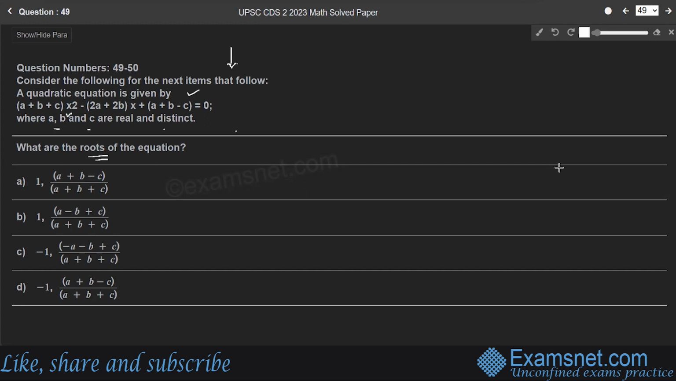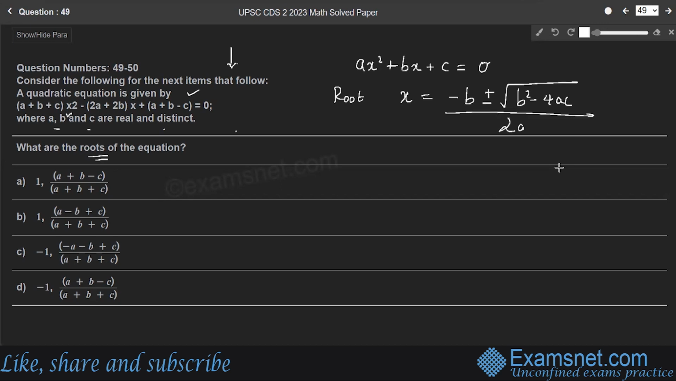So the given equation has a variable x, and it is in the form of ax square plus bx plus c is equal to 0, the general form of a quadratic equation. Then the root of the given equation, the value of x, the formula says x equals minus b plus or minus square root of b square minus 4ac, by 2a. This is the general formula to find the root of a quadratic equation. So we'll apply the same formula.